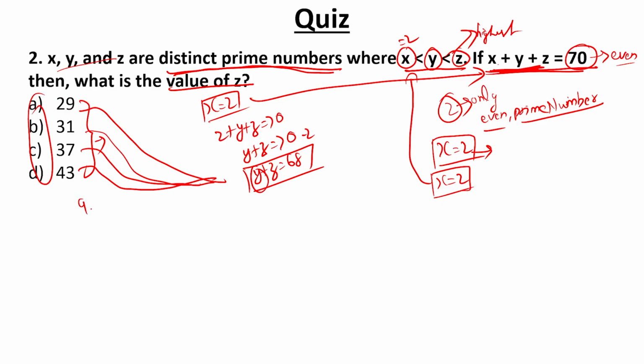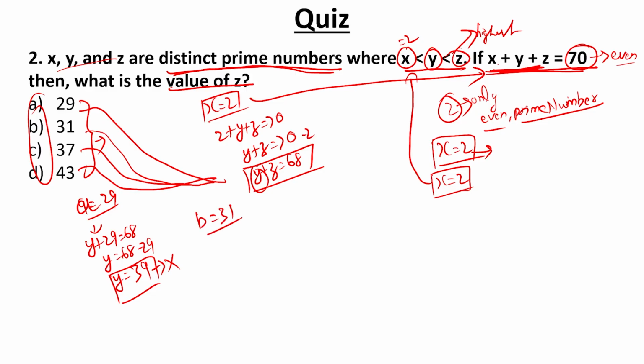Okay, let's start with option A, which is 29. So y plus 29 is equal to 68. Y is equal to 68 minus 29. How much is it? 39. Here we got the value of 39, but remember 39 is an odd number, but it is not a prime number. So we are going to strike it off. So let's go to the next one.